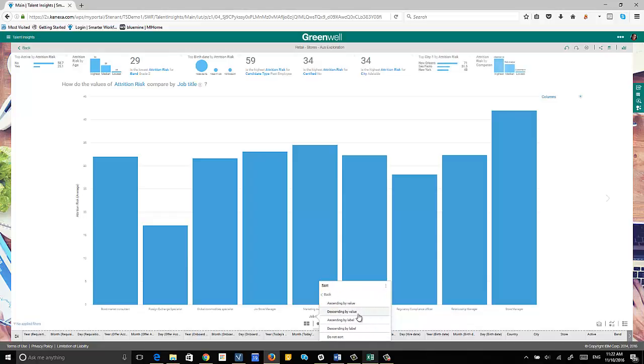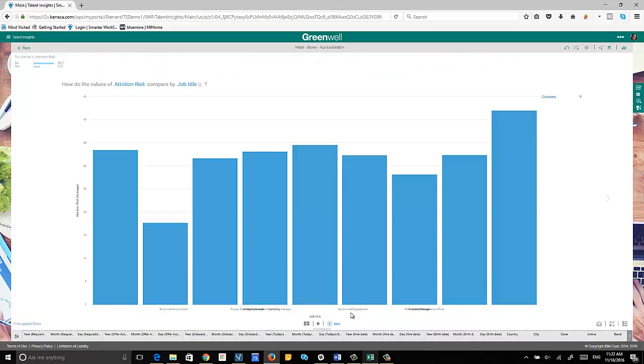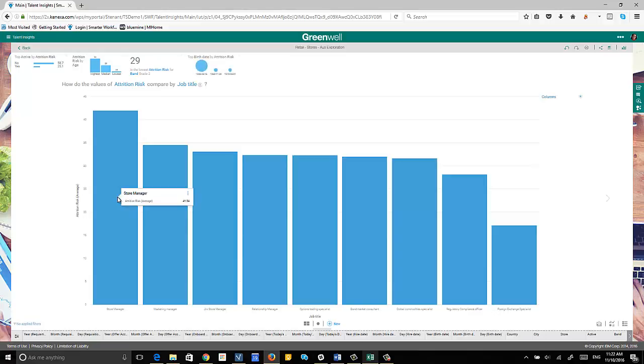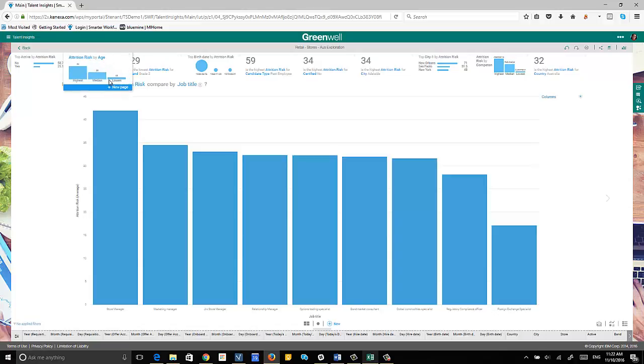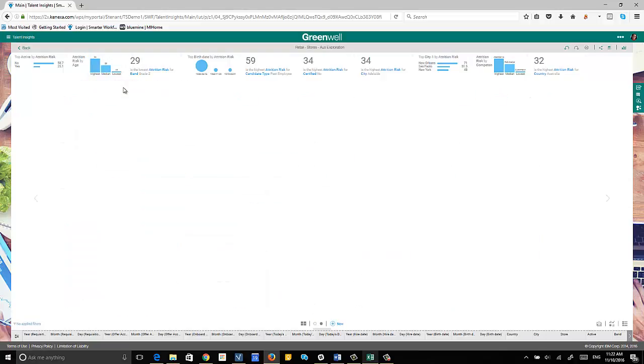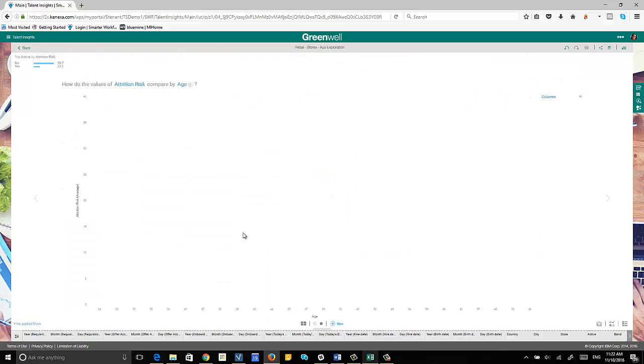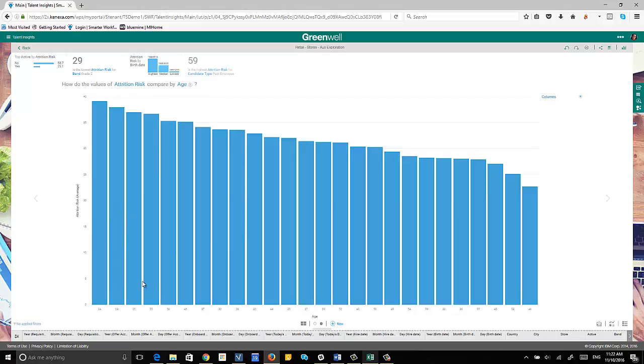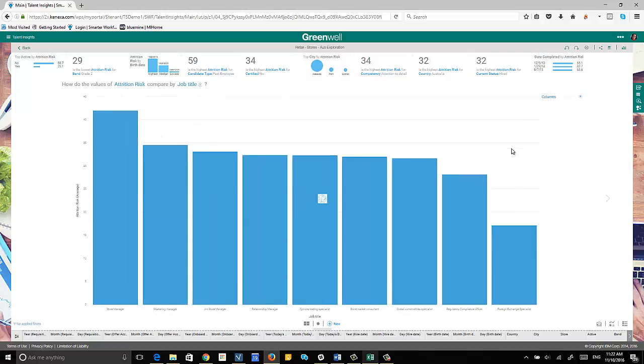I can then go and sort that visualization so I can get a better understanding. And I can see straight away that my store managers are in danger of leaving, and so I might want to explore that a bit further. Up the top here though, the system has already looked for patterns in the data and understands that here's some other influences of what you might be seeing. In this case, age seems to be a good attribute of attrition. And we can see there's some certain things happening in certain age groups where they're actually leaving the company. And we may want to take steps to address those.